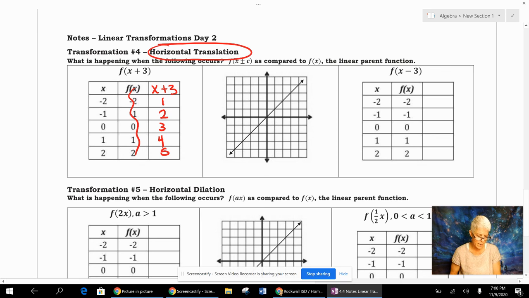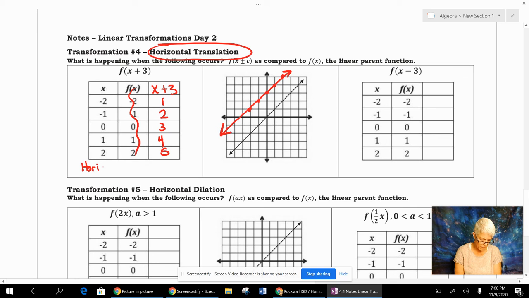And then I'm going to go ahead and graph these points. I have a -2, 1. I have a -1, 2. I have a 0, 3. I have a 1, 4. And I have a 2, 5. So if you look at this line, it looks as if it's rising up, but we call this a horizontal translation.